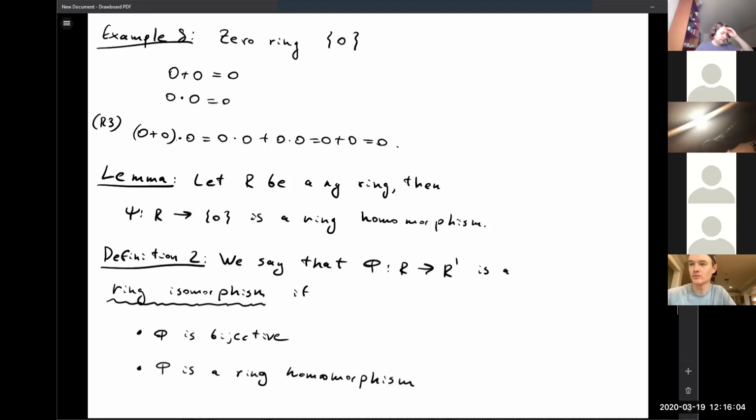So obviously we would have the statement that the collection of all rings is partitioned into equivalence classes up to isomorphism. So if R is isomorphic to R prime and R prime is isomorphic to R double prime, then of course R is isomorphic to R double prime. So we can talk about isomorphism classes of rings.